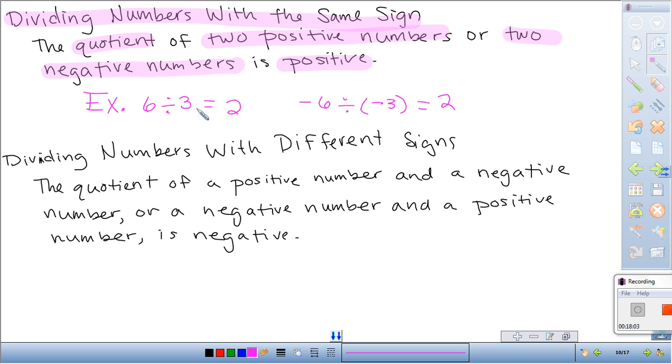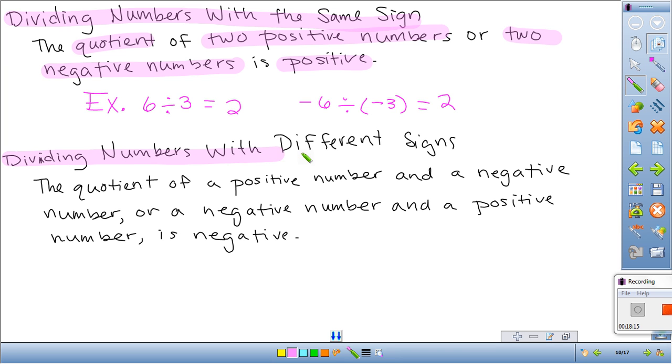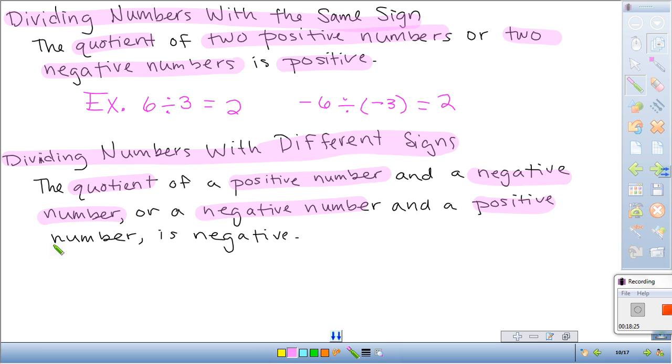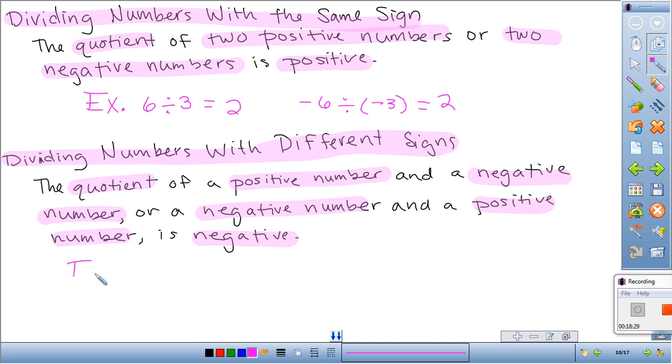So when you multiply two positives, you get a positive. When you divide two positives, you get a positive. When you multiply two negatives, you get a positive. When you divide two negatives, you get a positive. And dividing with different signs is also the same as our multiplication. The quotient of a positive number and a negative number, or a negative number and a positive number, is always going to be negative. So it's the same thing as multiplying. If they have different signs, they're negative.